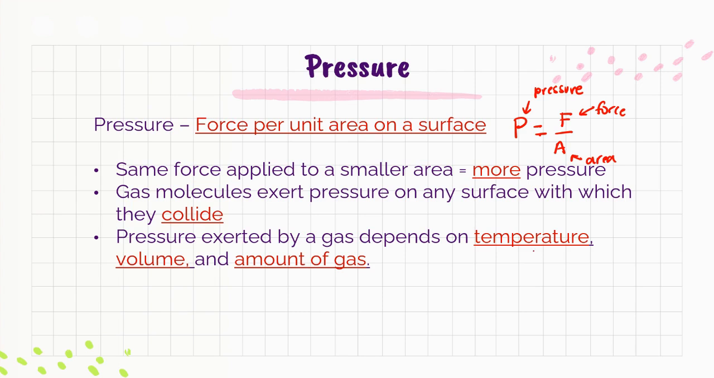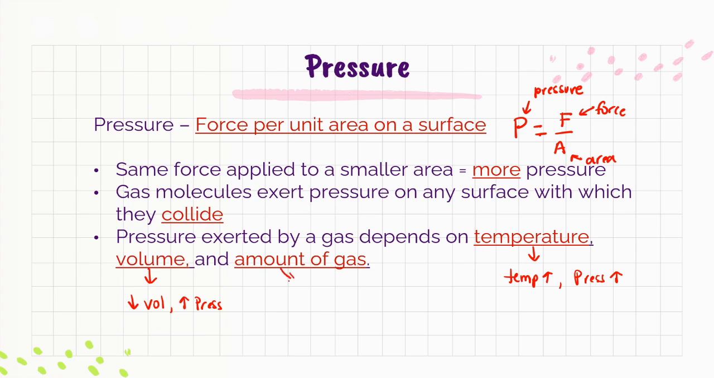So just thinking about temperature, if we increase temperature, then pressure will increase, because the particles are moving quicker, they'll hit the sides of the container more frequently. Volume: if we decrease the volume, so we make the container smaller, then the pressure will increase. The pressure will go up because there's less space for the particles to move around in.